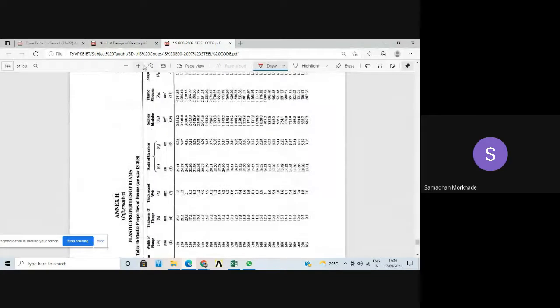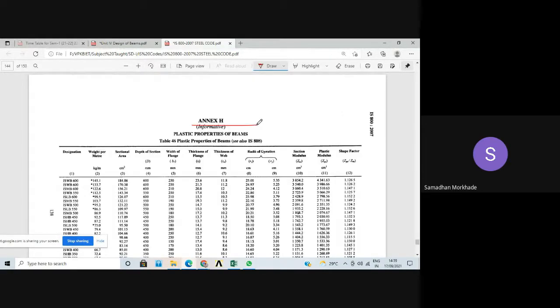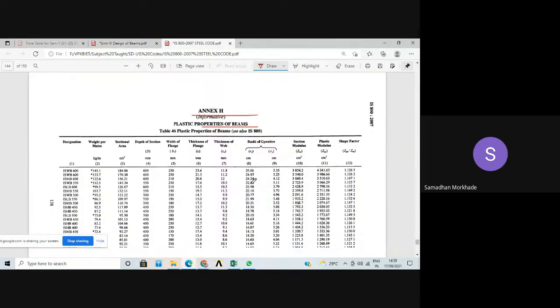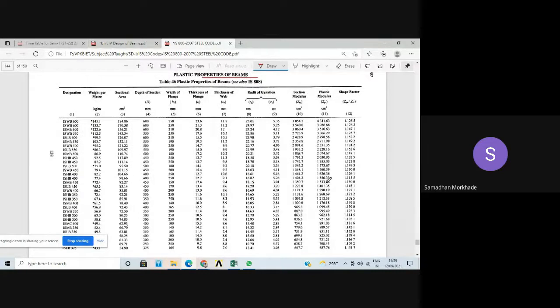Yes, this is page number 138, Annexure H, plastic properties of the beam. Now see, the required plastic section modulus is 1012. So we have to select sections whose plastic section modulus is more than 1012. See, 1012 means we have something close to this, I think 1176.